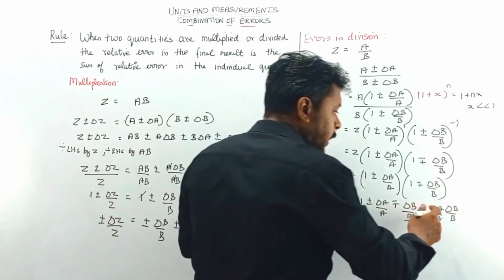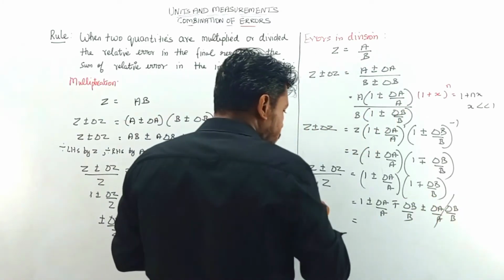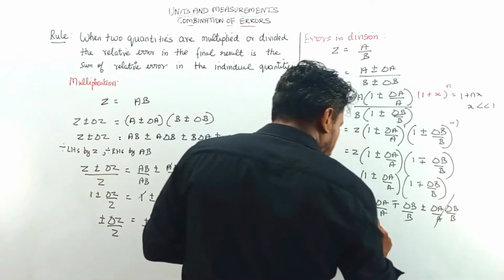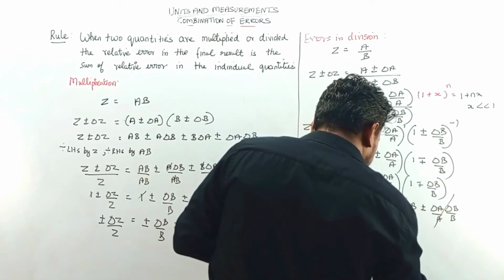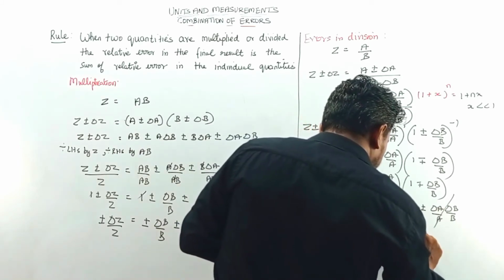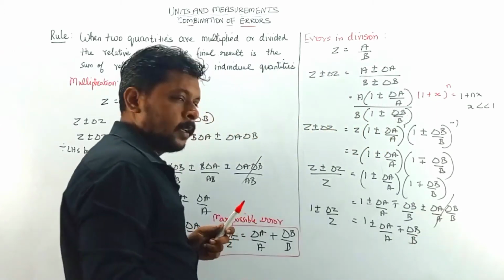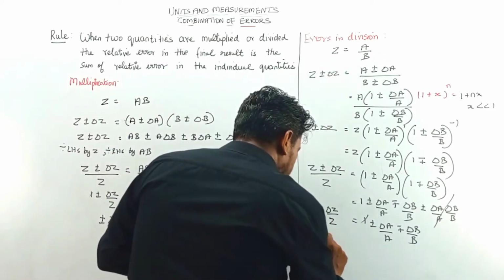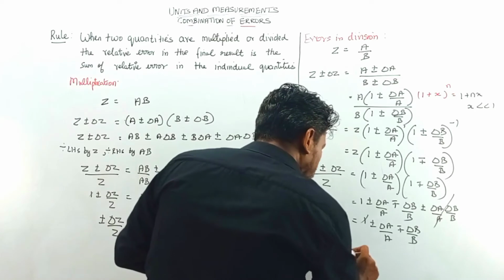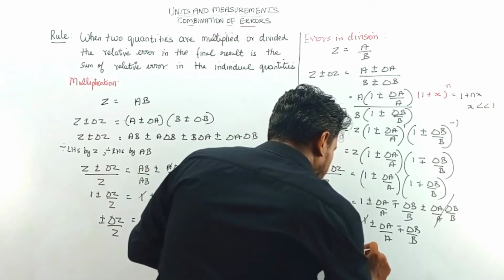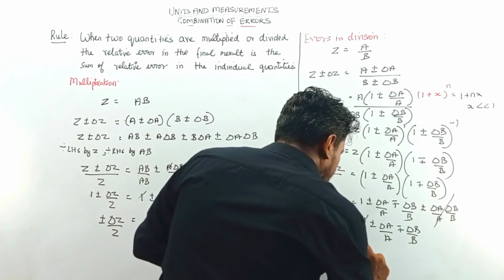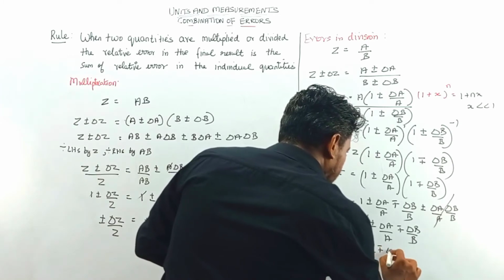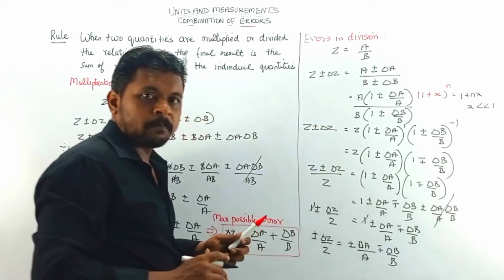So here also this is a very small term, this can be eliminated. So the remaining can be rewritten as 1 plus or minus delta z by z is equal to 1 plus or minus delta a by a minus plus delta b by b. From this we can also eliminate this one. So what are the remaining terms? Plus or minus delta z by z is equal to plus or minus delta a by a minus plus delta b by b. This is the final term.